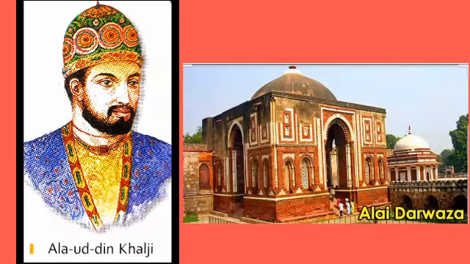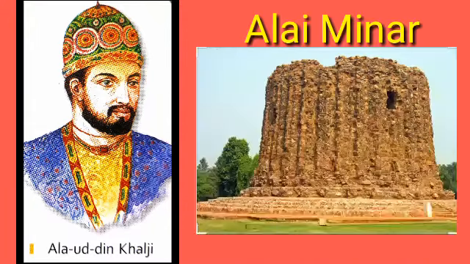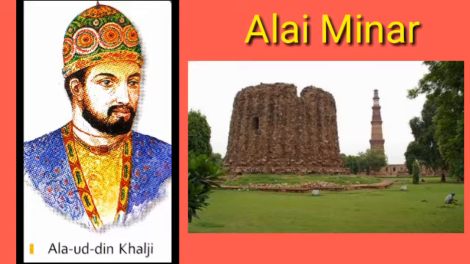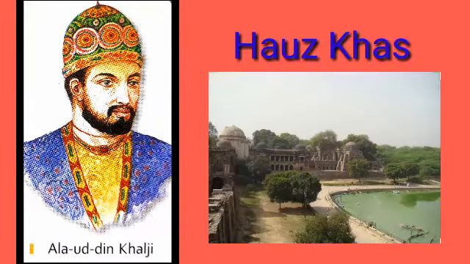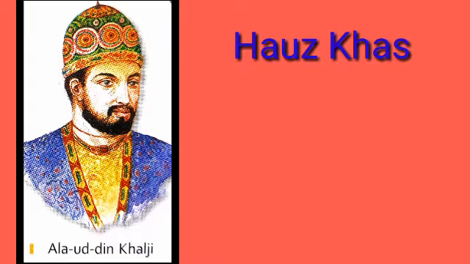Alauddin Khalji also took a keen interest in architecture. He built the Alai Darwaja next to Qutb Minar. It is made of red sandstone. The Alai Minar, an unfinished structure near Qutb Minar, is also said to have been built by Alauddin Khalji. The Hauz Khas, a royal tank, was constructed by Alauddin Khalji for supplying water to the Siri Fort area, children. This tank is located in an area near Mehrauli, children.